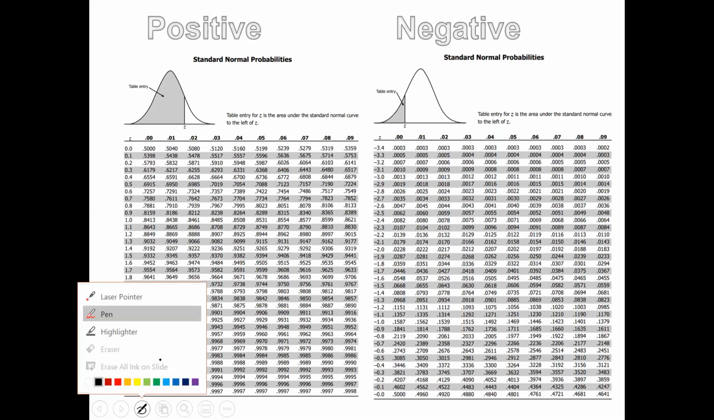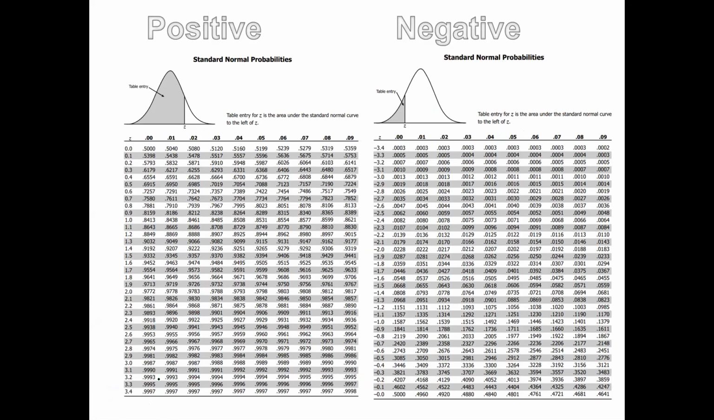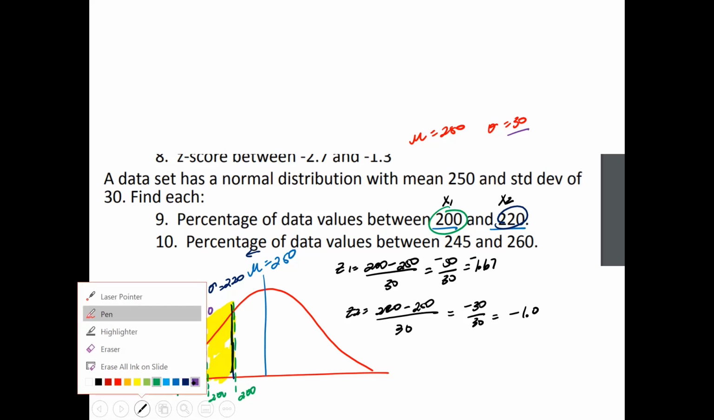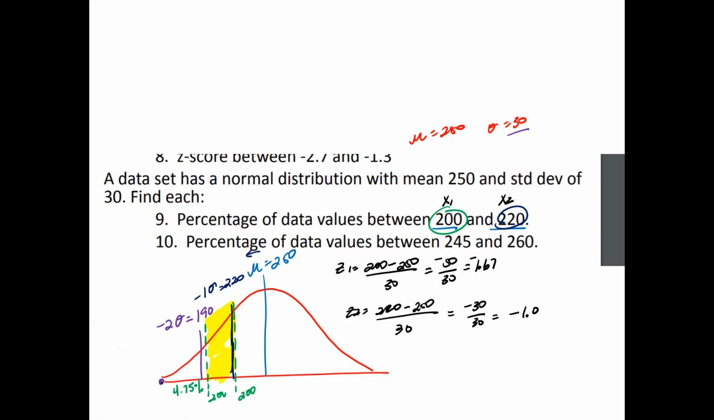So here's my z-table. My first one is negative 1.67. So negative 1.67, go all the way down, all the way over. And my answer here is going to be 4.75%. So at the 200, 4.75% is going to represent the area between the end and this green dash line, okay?